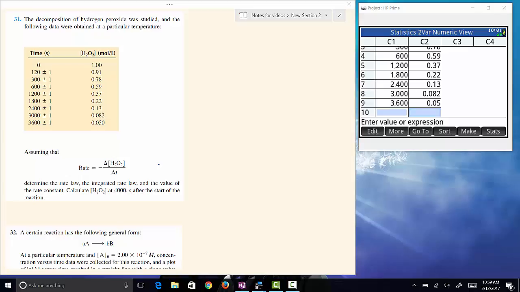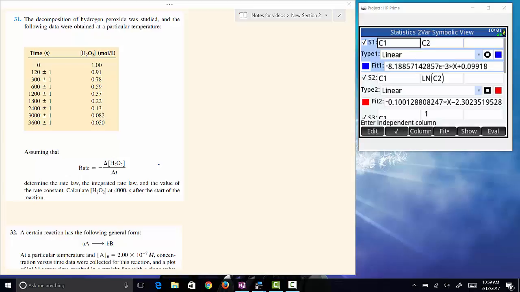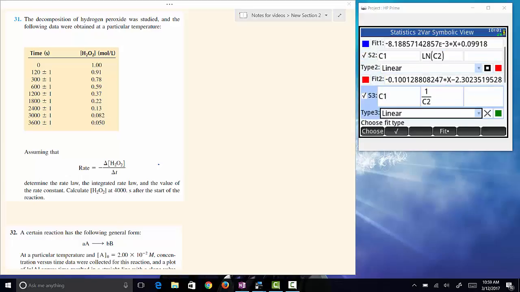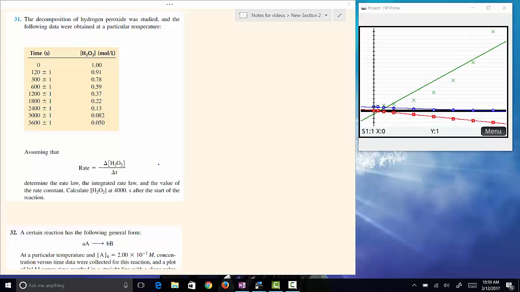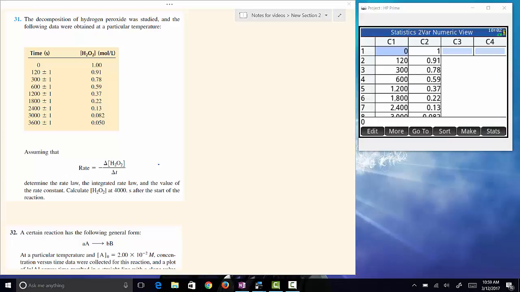And let me go back to my symbolic view and make sure, again, I'm checking for zero order with S1, first order with S2, and second order with S3. I'm going to hit the plot key to make it use the data, just so that I can see what it looks like. Here's our check there. Now I'm going to go back to my number view and stats.